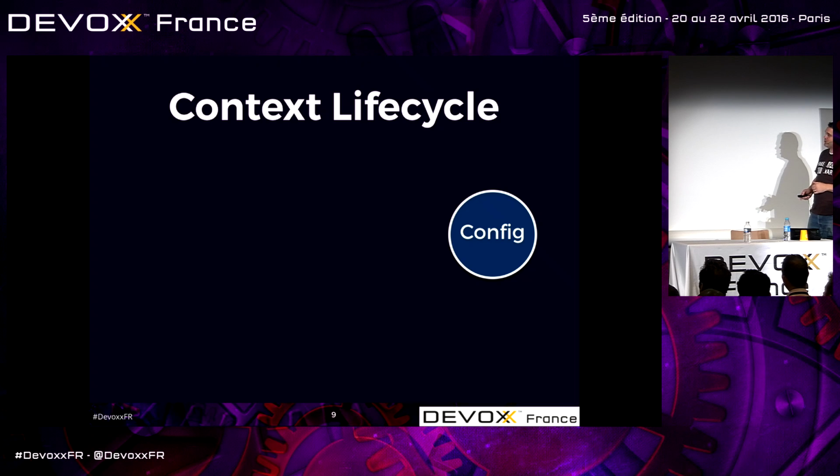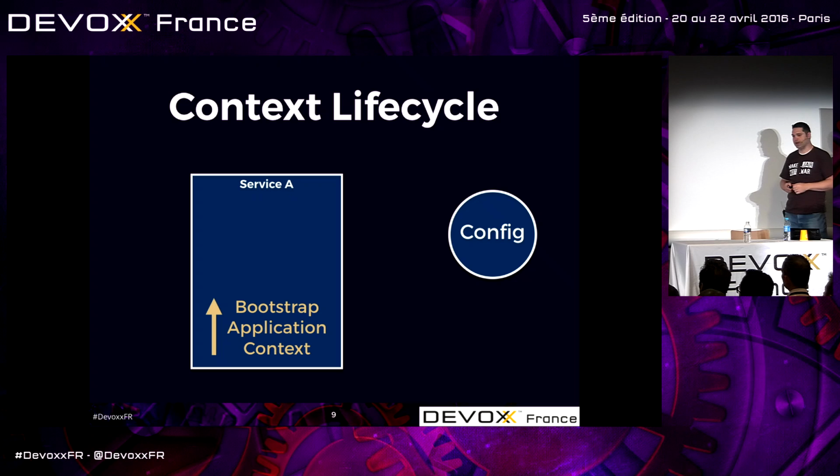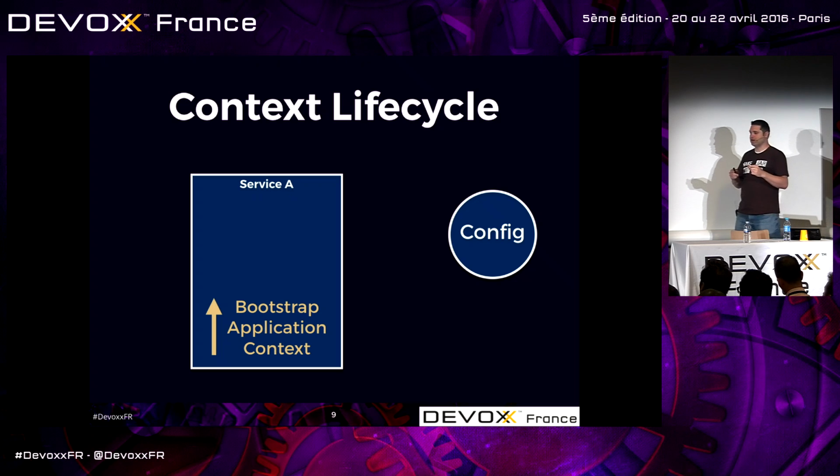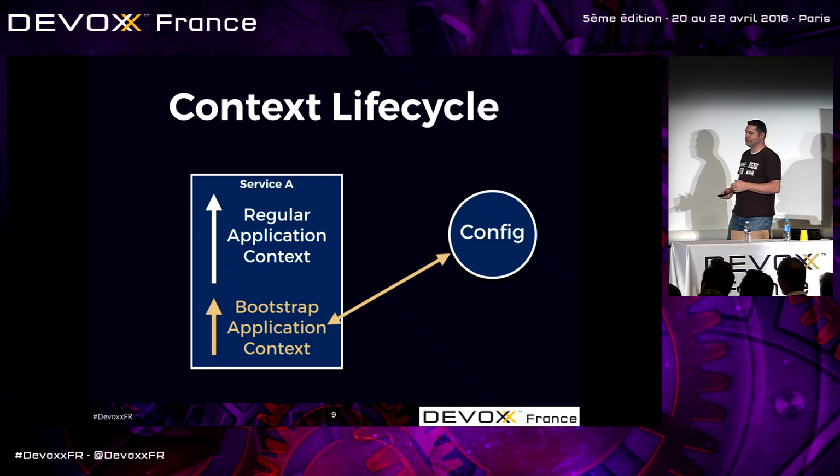But for the configuration to work, given a service as it comes up, there's a new Bootstrap application context. What this does is it says, okay, I need to go get my configuration first before I start all these other beans, because they'll need information potentially that is stored in the configuration service. So it contacts the configuration service, it returns, populates a Spring environment property source, and then it continues with the regular application context.